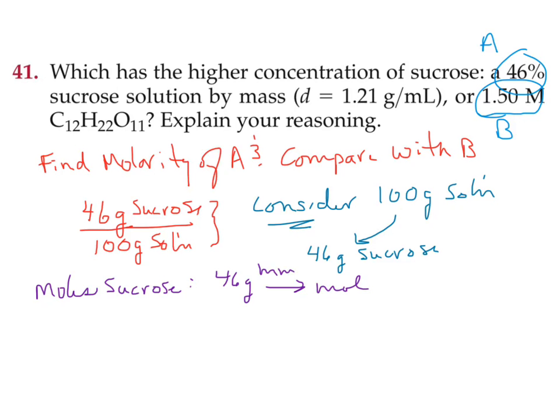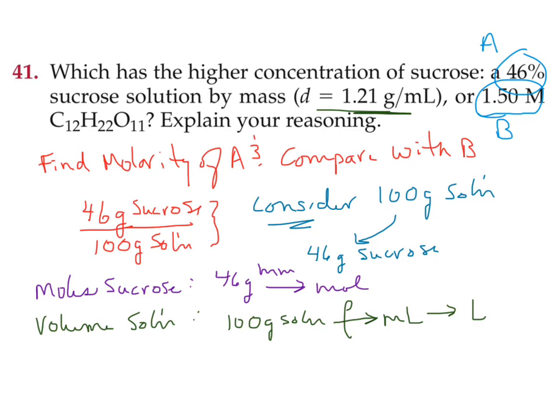From that 46 grams of sucrose, you can use the molar mass to knock out moles. Then to find the molarity, you need to know what volume that mass is floating around in. They do give you the density of the solution, so actually use 100 grams of solution, which was your basis. Use the density to get to milliliters and then ultimately to liters. Once you have moles and liters, you can get molarity.